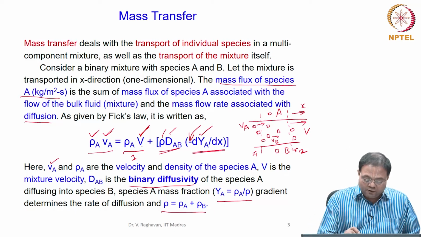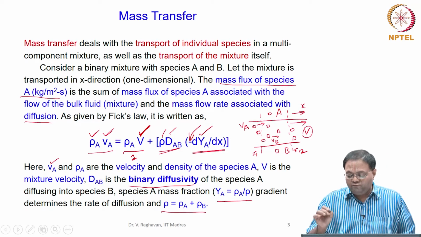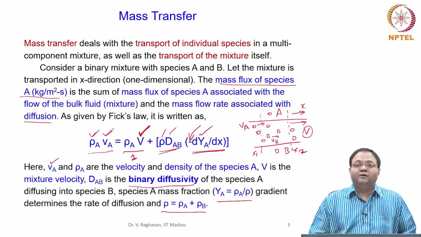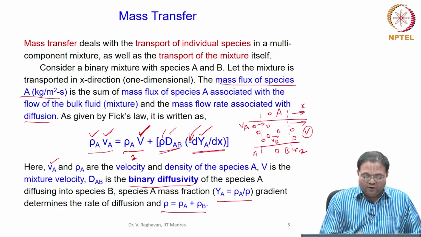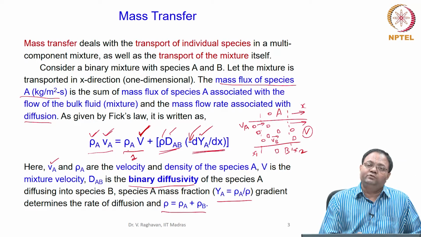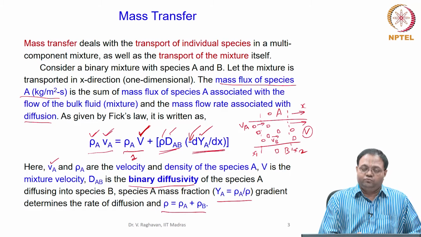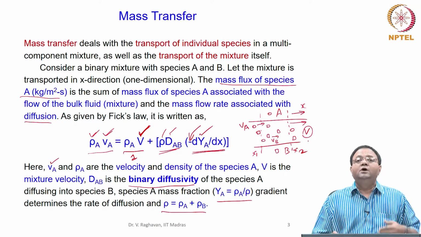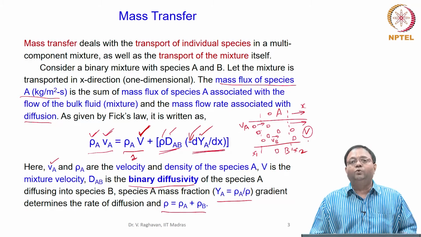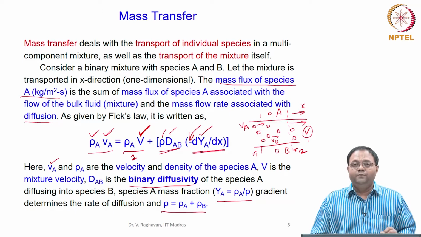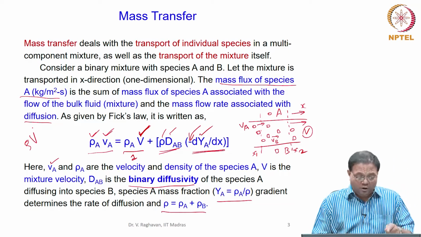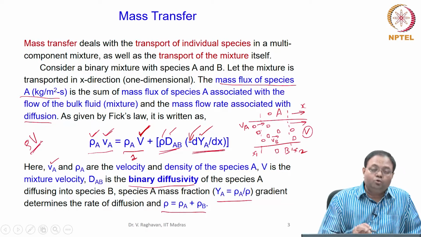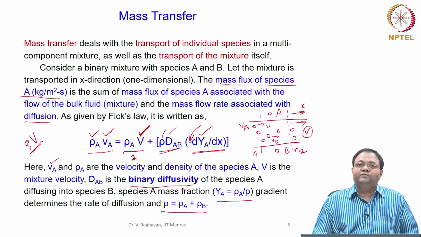One is the bulk velocity. The first component is the bulk velocity. The mixture itself is moving with a velocity of V, capital V, and that transports the species A. So what is the total mixture velocity? The total flux of the mixture is rho, the mixture density, into the mixture velocity V. So rho times capital V will be the total mass flux of the mixture.